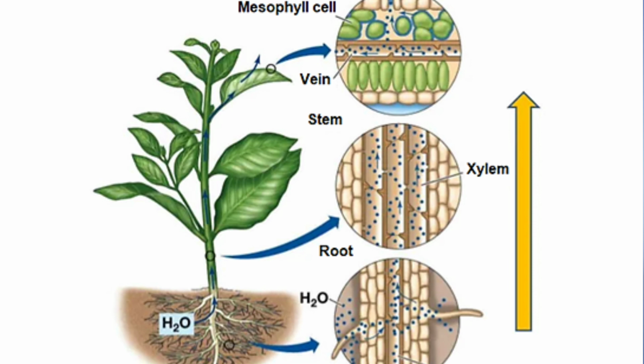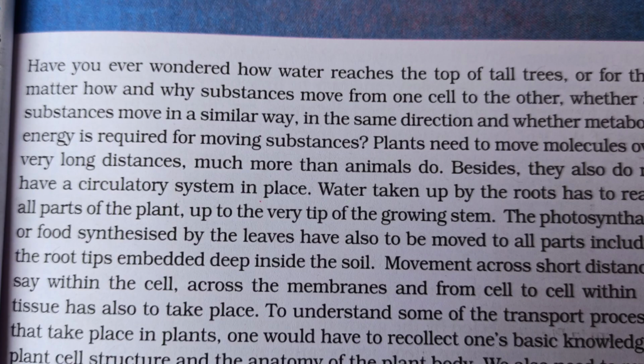Plants do not have a circulatory system, and the photosynthate or food synthesized by the leaves also has to be moved to all parts, including the root tip embedded deep inside the soil. Water taken up by the roots has to reach all parts of the plant, up to every tip of the growing stem. Here, movement across short distances, say within the cell, across the membranes, and from cell to cell within the tissue also takes place.